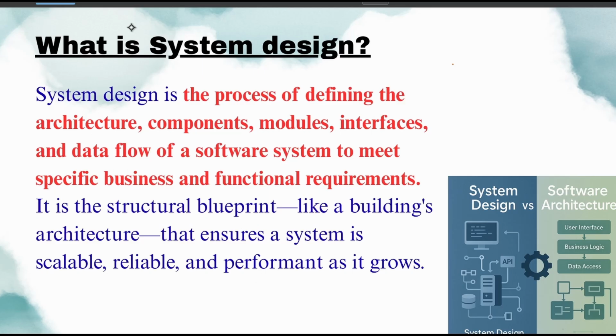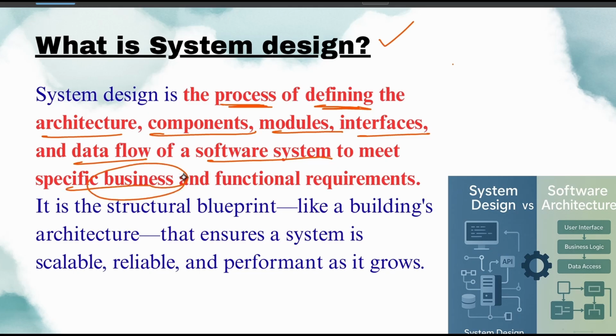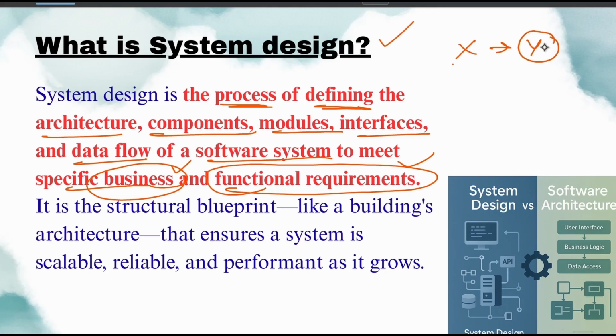So let's get started. First of all, we need to start with the definition of system design. System design is the process of defining the architecture, components, modules, interfaces, and data flow of a software system to meet specific business and functional requirements. Business is very important here, and the functional requirements are also very important. Let's say we have a company called X. This company builds a product, let's say the product is Y. They need to make sure that its system design is very good.